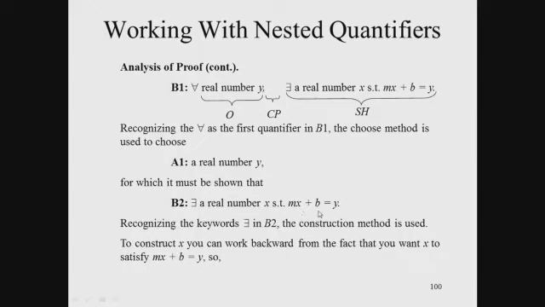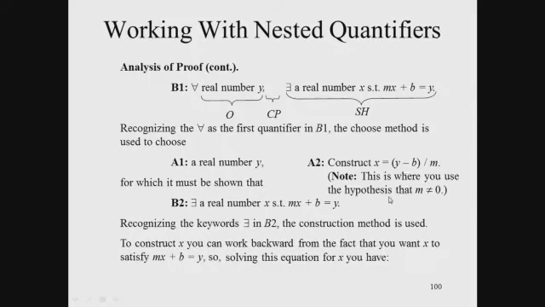So let's solve this equation to find the value of x. We have to construct a real number x. Let's solve this equation for x. And here's how we do that, of course. You subtract b from both sides, and then what? Divide by m. In order to do this division, we need to know that m is not 0, because otherwise we would be dividing by 0. And this is where we use the hypothesis.